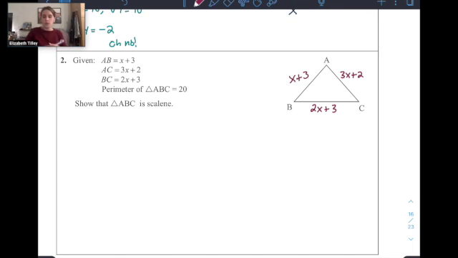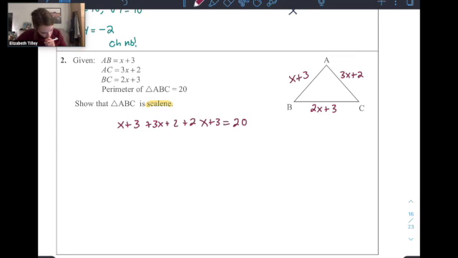Okay, so here's the thing. Now is where our keywords show up. The perimeter is 20. That's another piece we haven't used, and we want to show that this is scalene. That means that none of these sides should be equal, so I can't set any of them equal to solve for x. So this is where our perimeter is going to come in to save the day. That means we can add up all three sides, and those three side expressions added together have to equal 20. So x plus 3 plus 3x plus 2 plus 2x plus 3 is equal to 20.